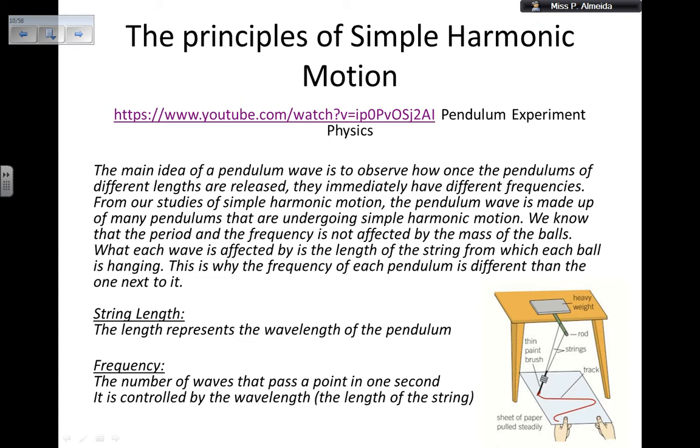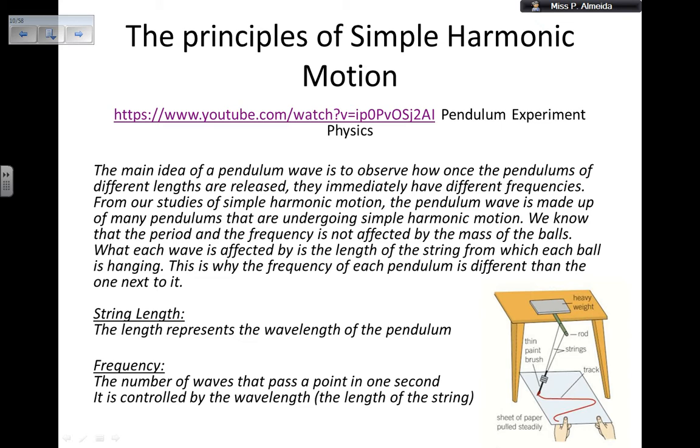And we start all the masses at the same time, but you will see that the masses will not oscillate with the same frequency. This means that the frequency of the oscillations is going to depend on the length of the string, not on the masses, but on the actual length, okay? You're going to see different shapes, so that's very visual for you to memorize or to understand that. And the string length represents the wavelength of the pendulum.